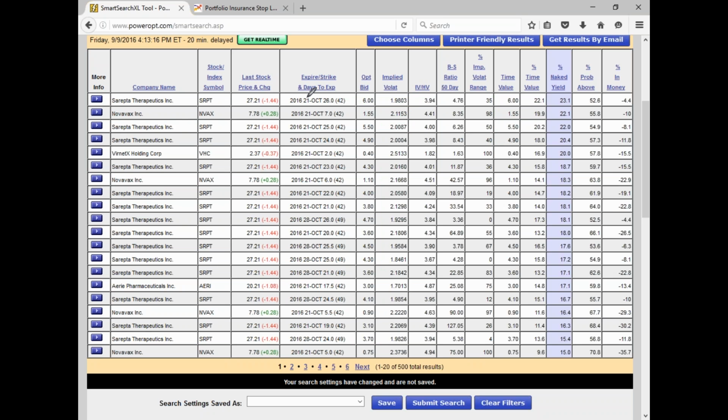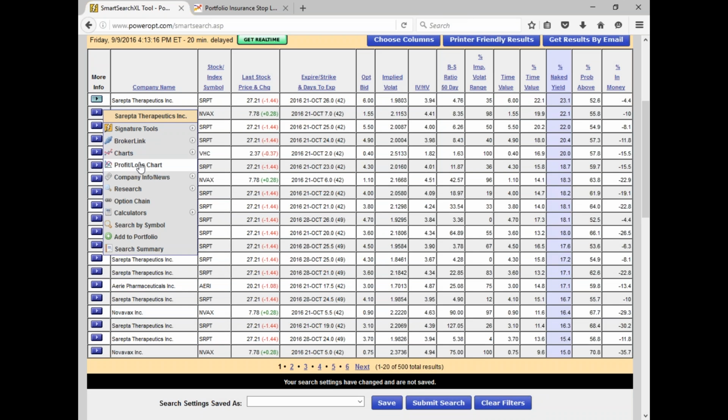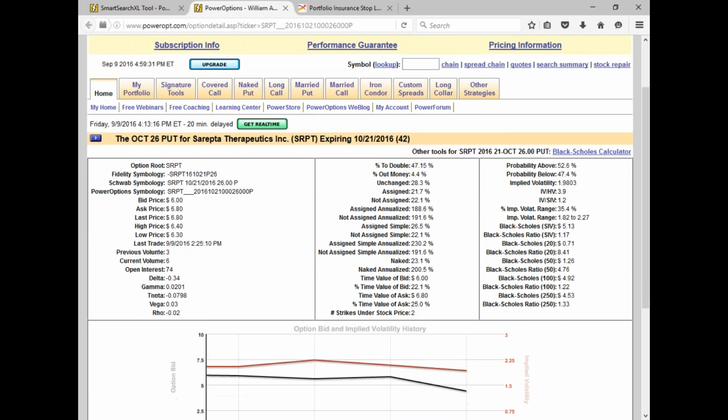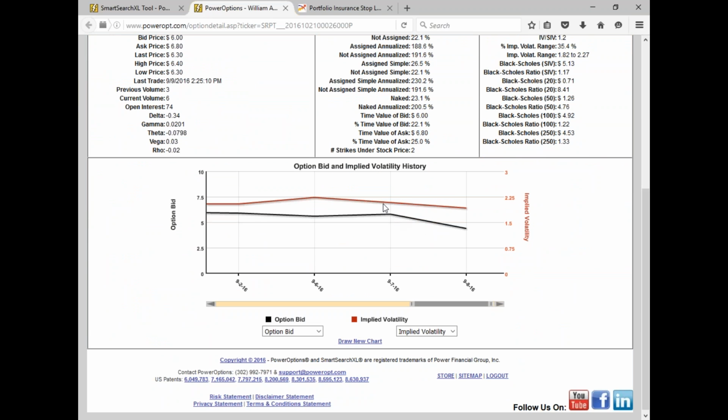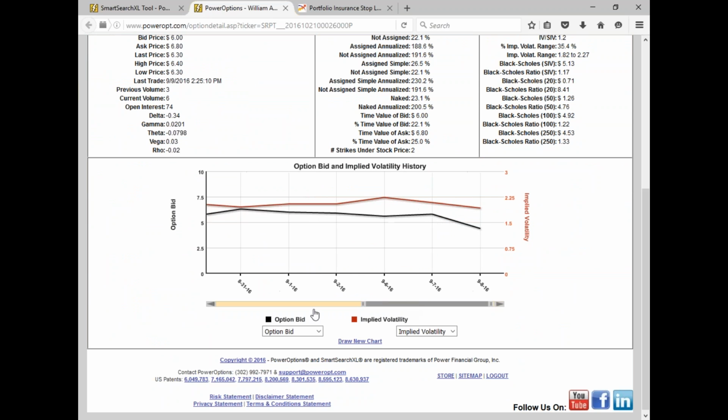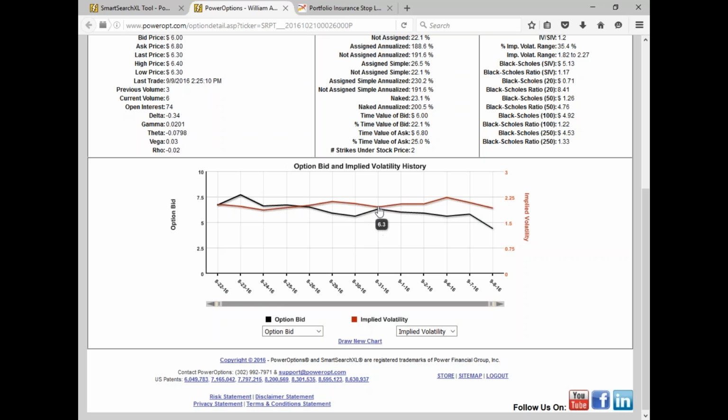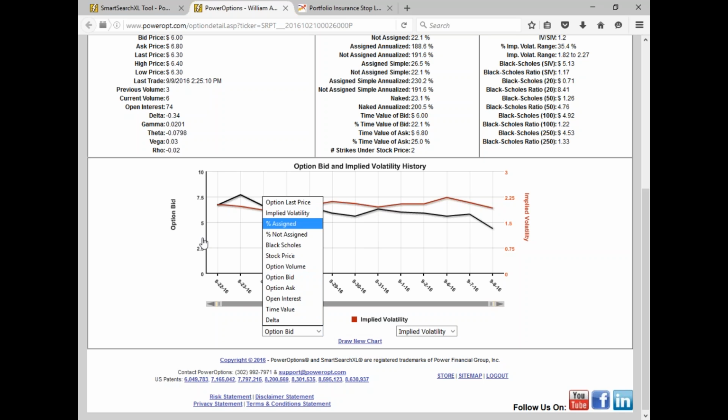Well, how can you check that? Anytime you're analyzing an option, whether you're on the search or on the chain, for example, I'll take the Sarepta one. We can go to the research tool here, and I can go to the option research menu. This gives me a breakdown of all of the data that we have for that particular option, with a historical chart down below. Right now, this is just comparing the implied volatility of the option versus the option bid, but you can customize it if you want to look at delta versus implied volatility, time value versus open interest, what have you.